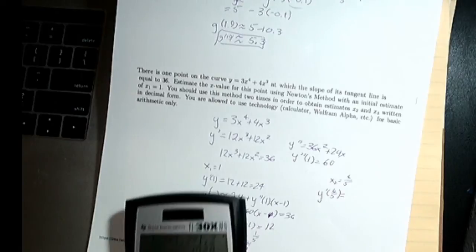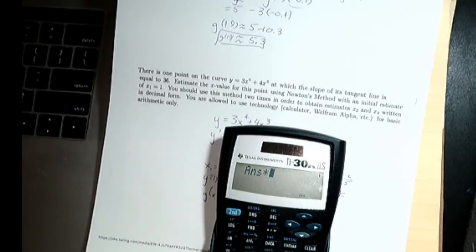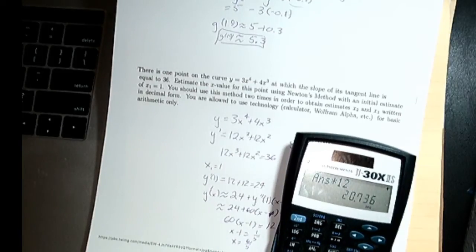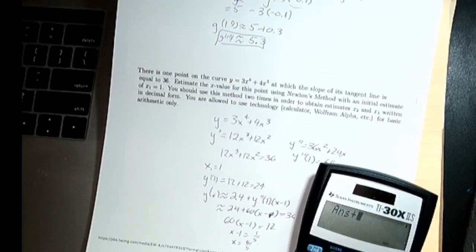So I want that times 12. That's about 20. Plus 12 times 1.2 squared.